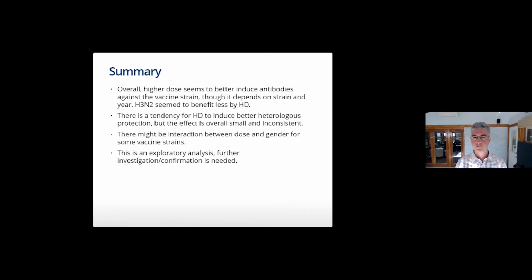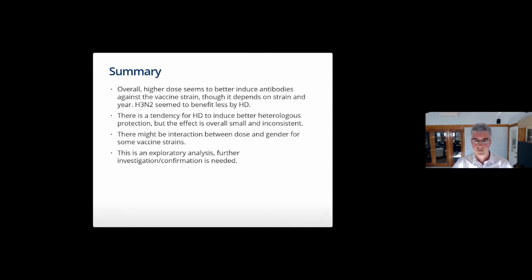Similar for cross protection, it seems the high dose is overall better, but the effect doesn't seem to be very strong and is somewhat inconsistent. And then, as I mentioned, there may be an interesting interaction between dose and gender. I want to reiterate that this is an exploratory analysis, so we basically went in and just sliced and diced the data. So this definitely needs further investigation and confirmation.